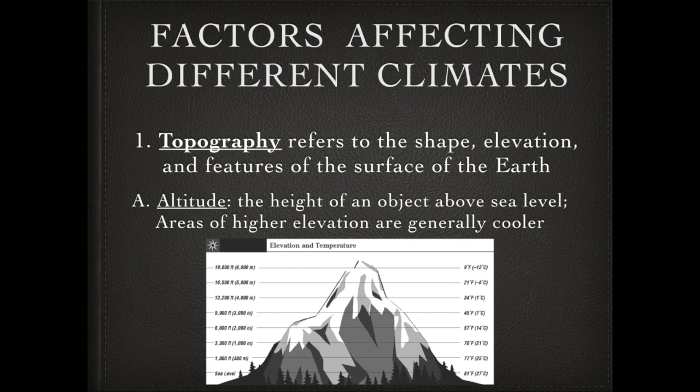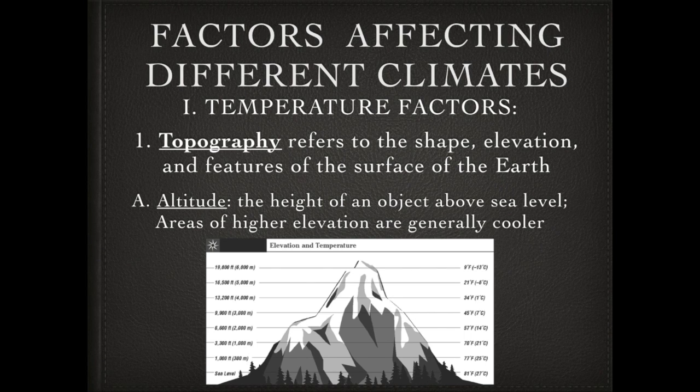Altitude is referring to the height of an object above sea level. This falls under topography, dealing with how high a mountain may be or how low something would be. So does it have a high altitude or low altitude? Areas of higher elevation are generally going to be cooler. So this is going to impact the climate of a certain area. And these are the temperature factors.